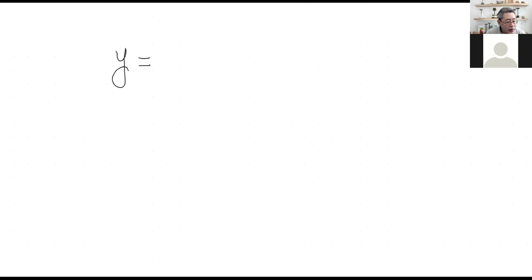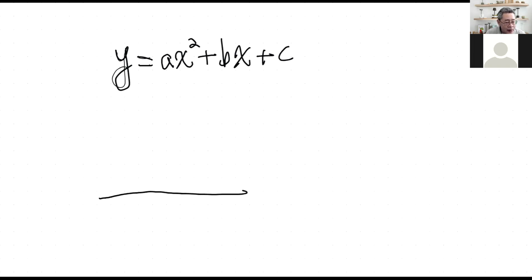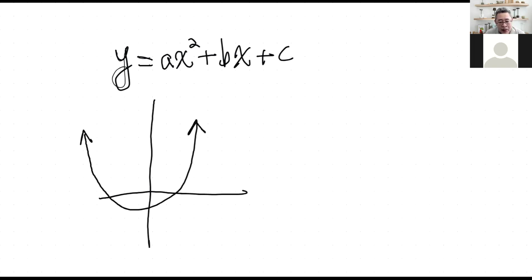So when we're doing a quadratic, make that a little bit bigger. Now, a quadratic function has this form: y equals ax squared plus bx plus c. And when you're graphing it, it either goes like this, or we could have something that goes like this.